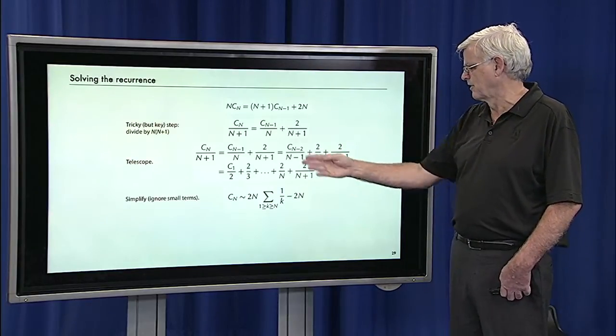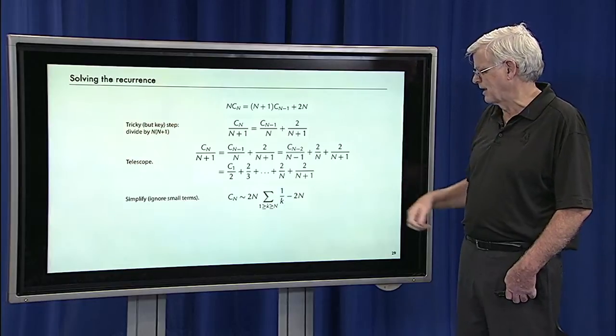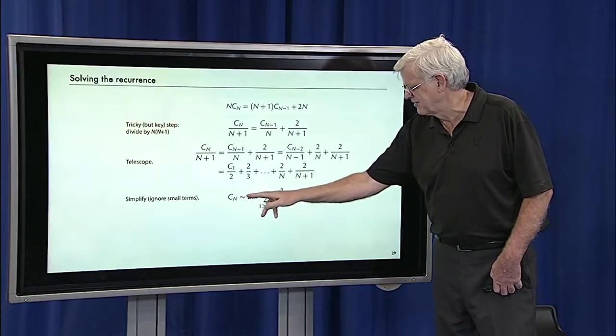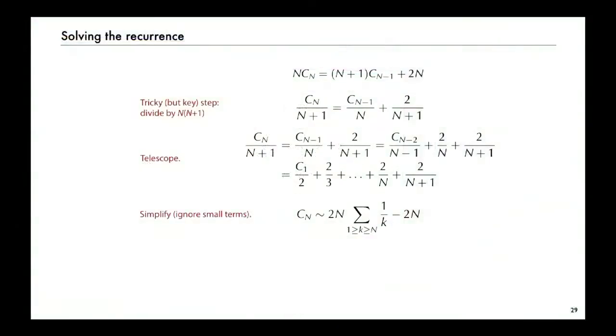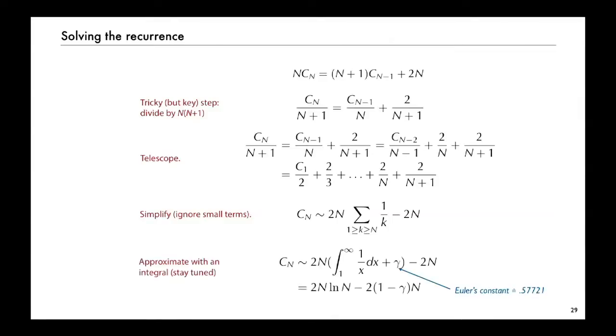The simple version of this solution, there's a small constant term left out, is that Cn is tilde 2n times the sum from k equals 1 to n of 1 over k, minus 2n. And that's just running that out and then multiplying by n plus 1 and doing the sum. That's a simple version with no unknowns on the right. Now this looks more complicated than what we started with because it's got a sum back in there. So what do we do about that?